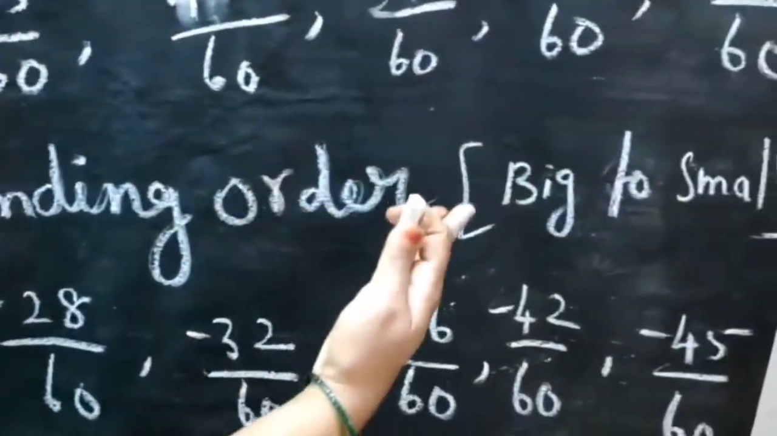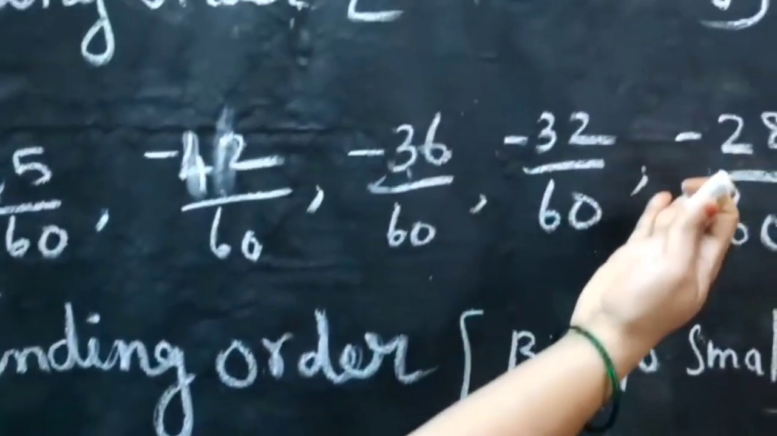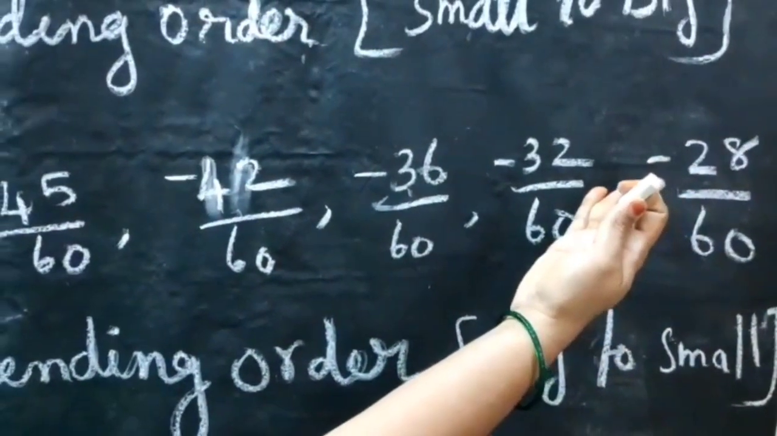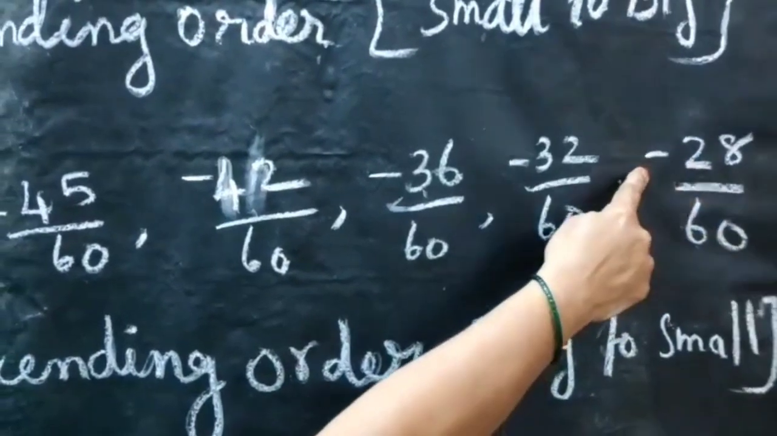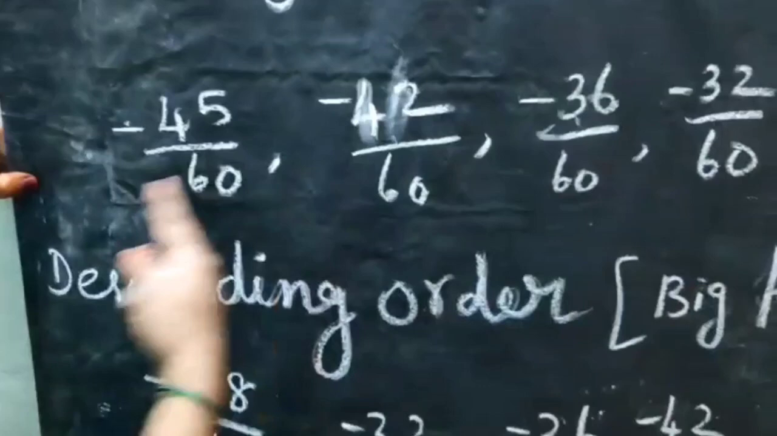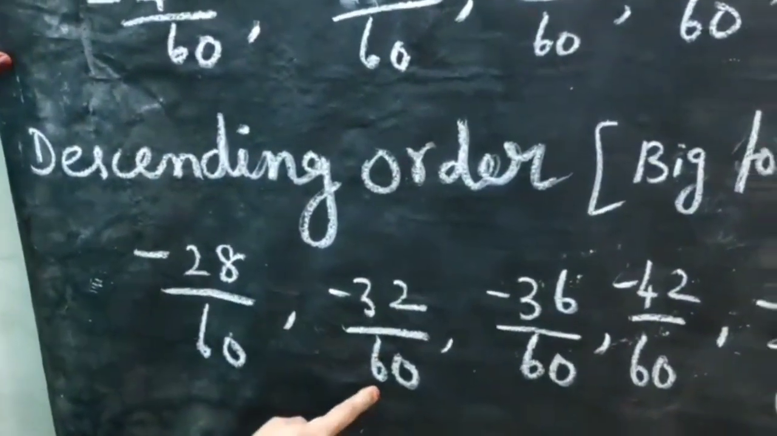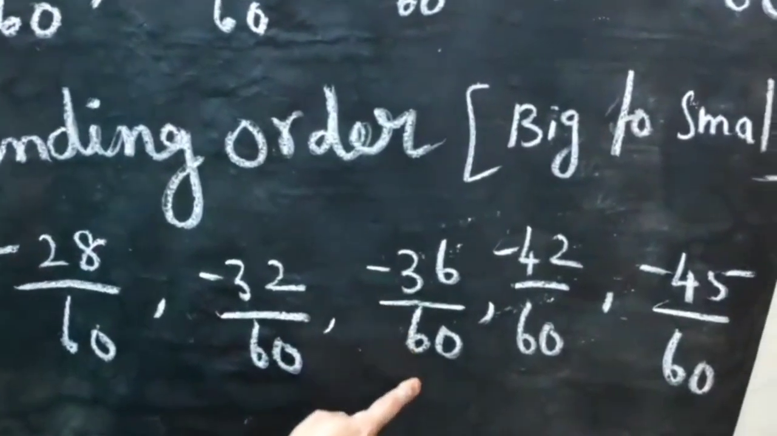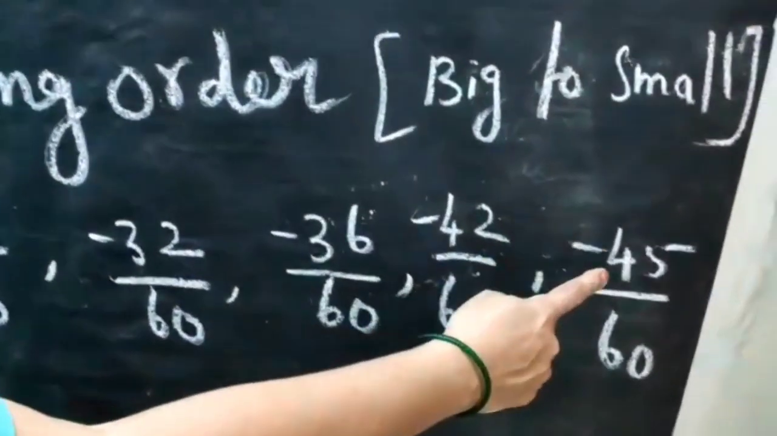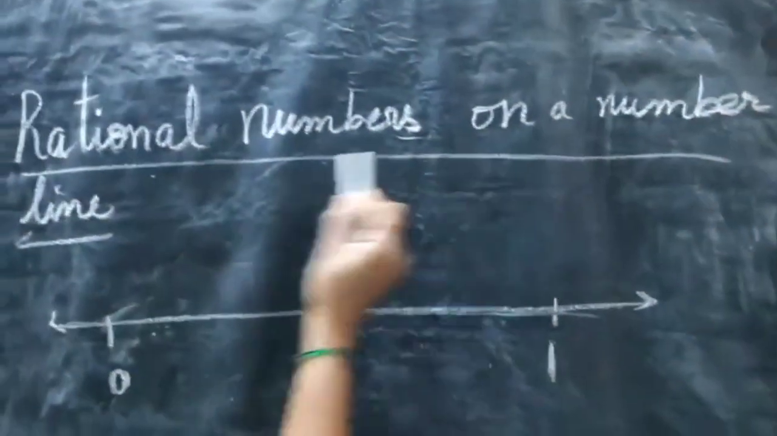Descending order is very easy; you write in reverse, big to small. Which number is the biggest? Minus 28. Why write minus 28? For minus values, the small number is the big number. So write minus 28 first, in reverse. Answer is minus 28 by 60, minus 32 by 60, minus 36 by 60, minus 42 by 60, minus 45 by 60. Rational numbers on a number line.